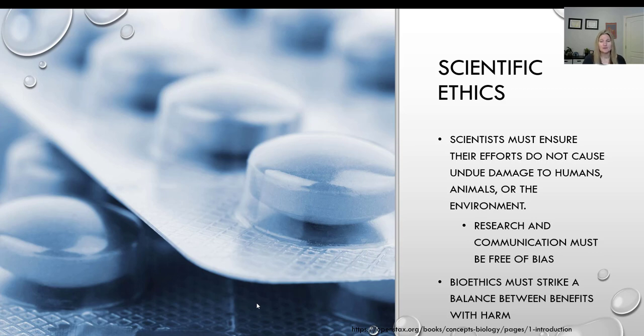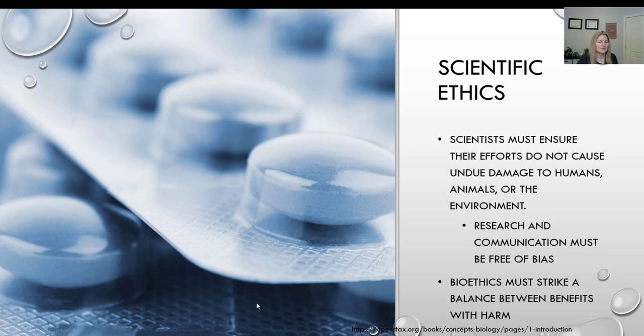So for example, the Tuskegee project that took place where scientists did some very inhumane experiments on African American people to study what could be possible medications and things like that for humans. And so that damaged a lot of people and killed a lot of people, and we would consider that unethical today. So this idea of scientific ethics, just realize that it is evolving.